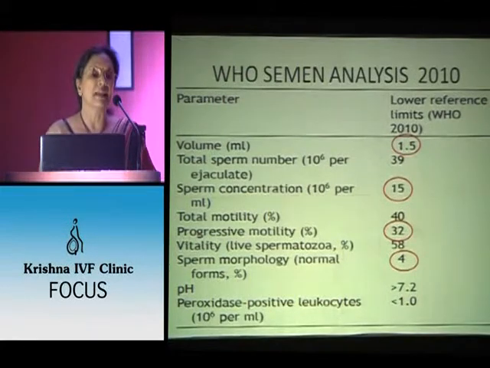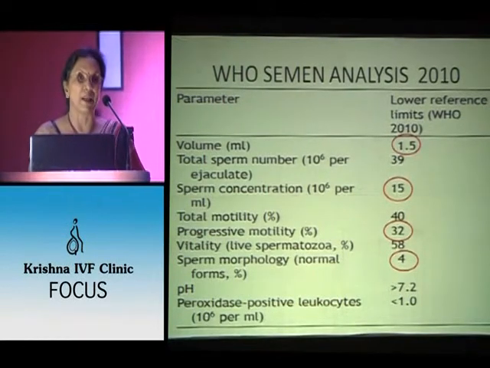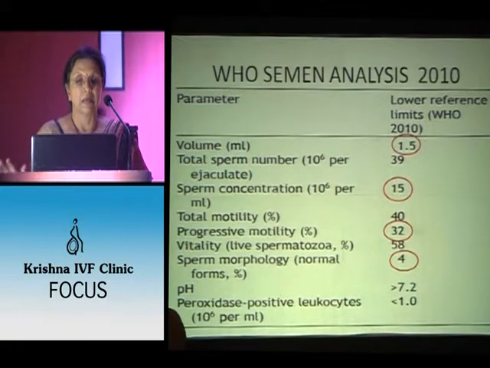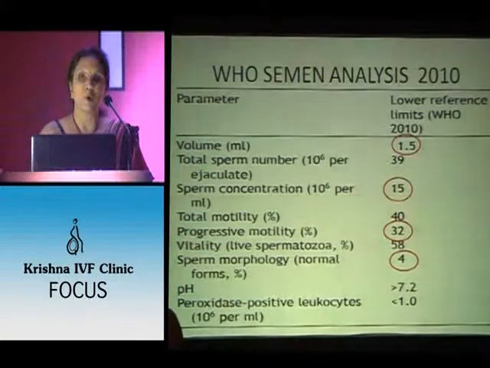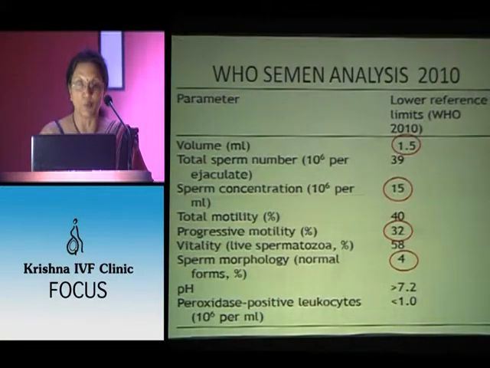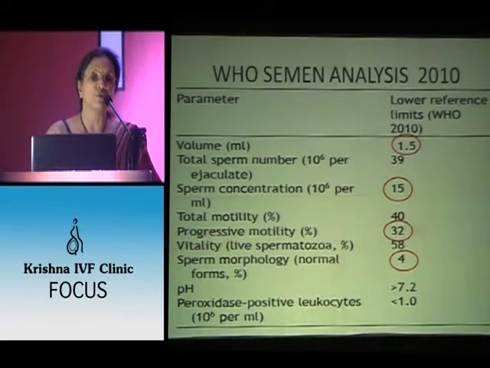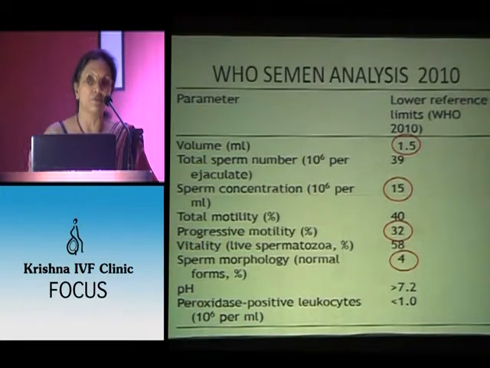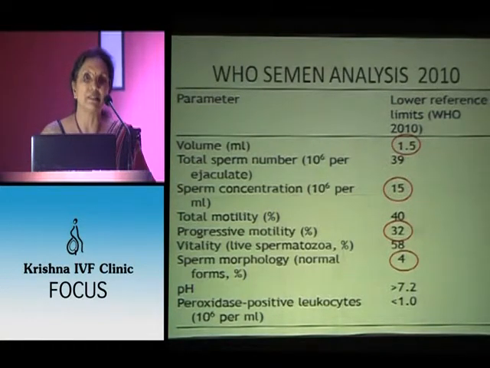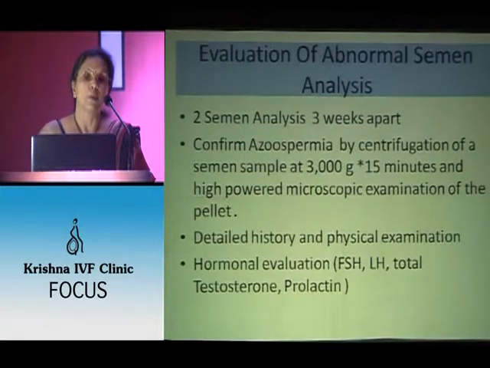We all understand that according to the latest WHO manual, which was rewritten in 2010, the volume of a normal semen has to be 1.5 ml or more, count 15 million, progressive motility 32%, and sperm morphology a minimum of 4% normal. These are the 4 highlighted areas after which we can decide whether the person needs to be further evaluated regarding male infertility. Once we get an abnormal semen analysis, what is the next step?